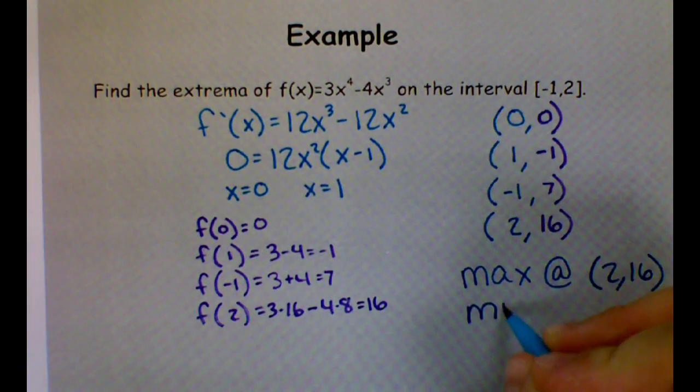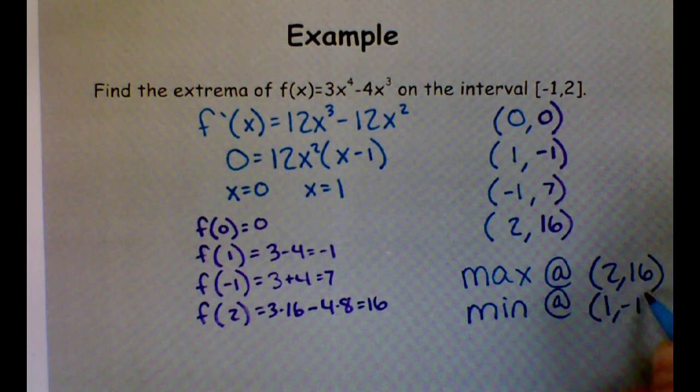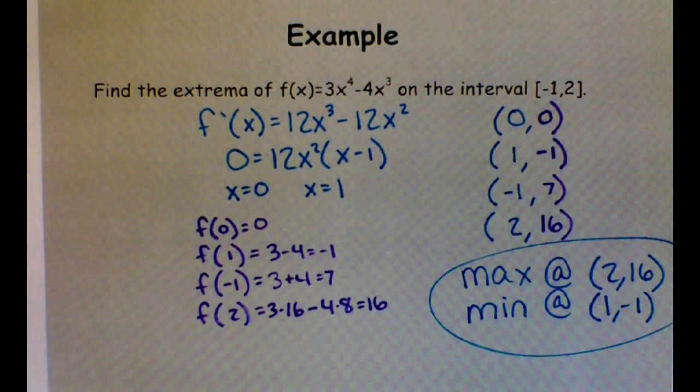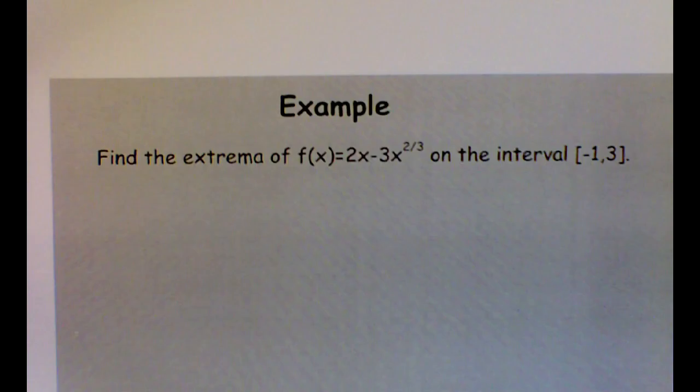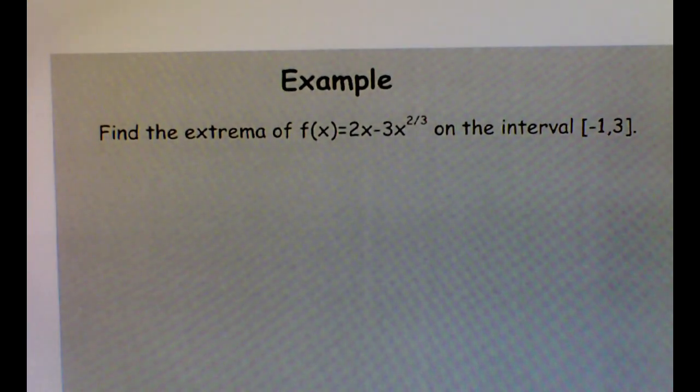The minimum is the smallest. So the smallest y value was -1, so that's (1, -1). There we go. So let's try this one. It gets a little trickier here.